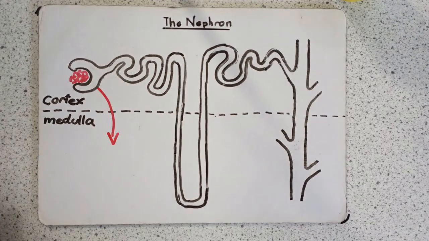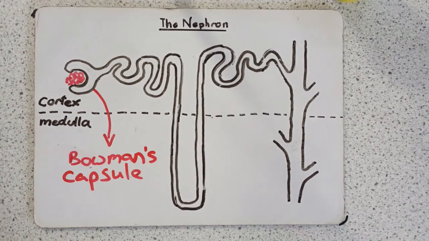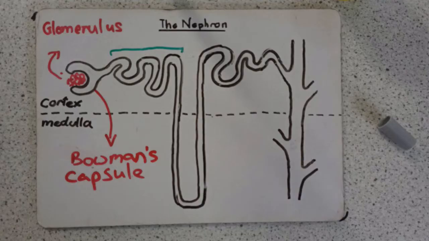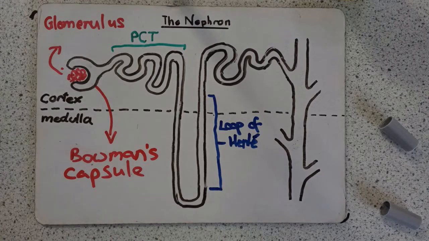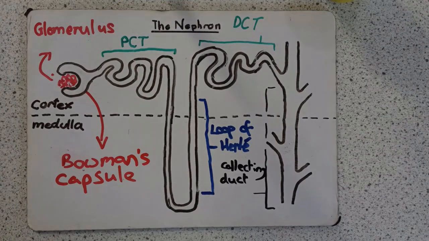The nephron is made of a number of essential parts. The first is the Bowman's capsule. Then the glomerulus. Next comes the proximal convoluted tubule, or PCT, the loop of Henle and the distal convoluted tubule, or DCT. And finally the collecting duct that drains into the ureter and the bladder.